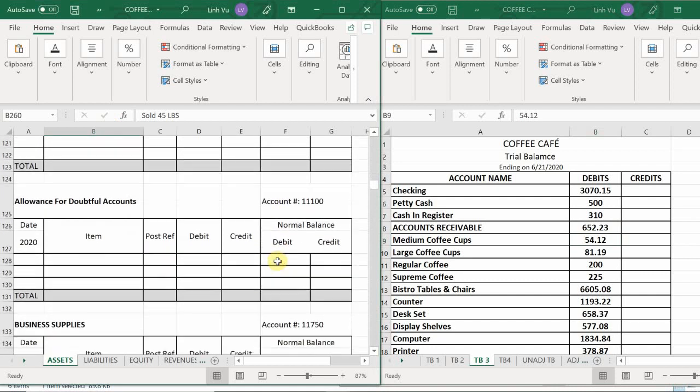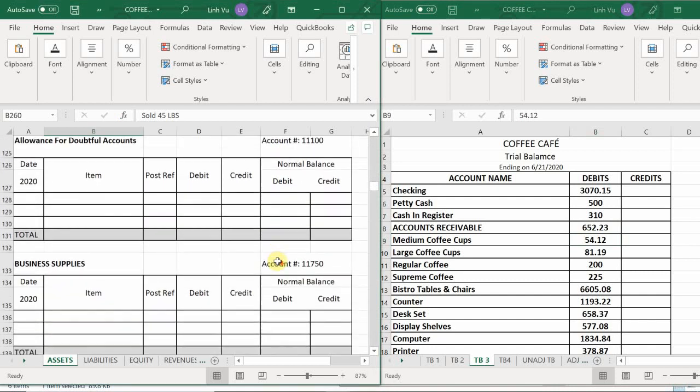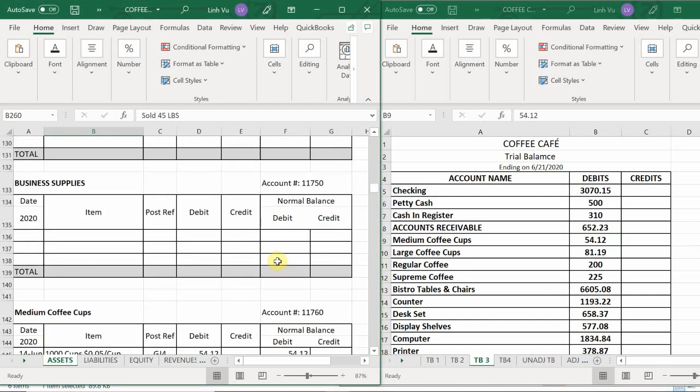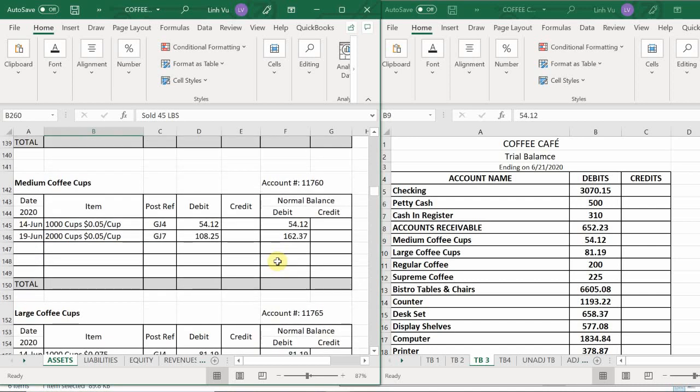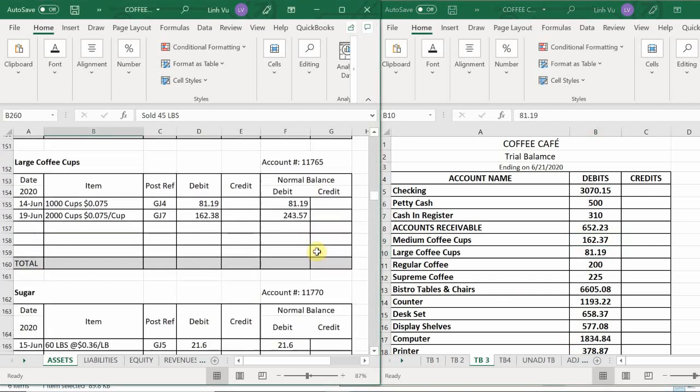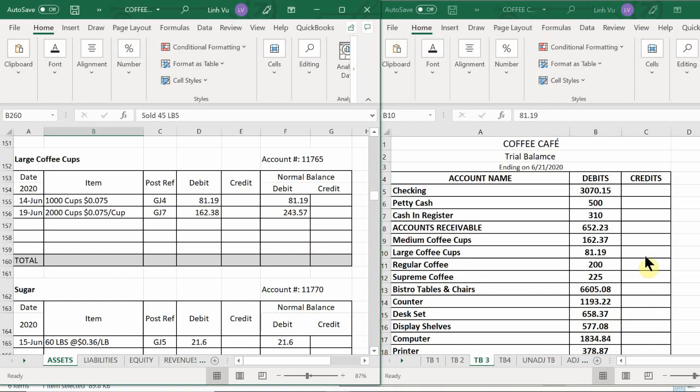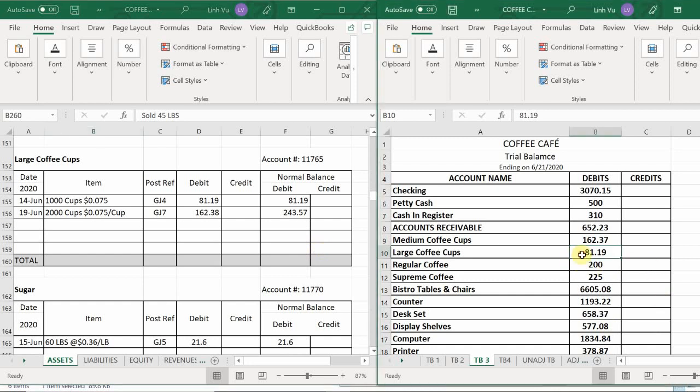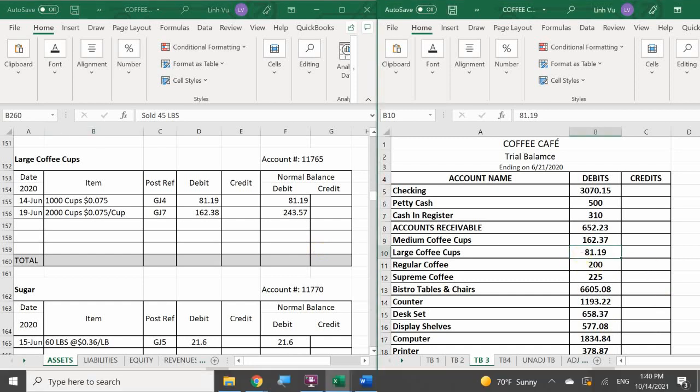Next, I have allowance for doubtful accounts. Nothing there. I have business supplies, and my first business supplies is my medium coffee cups. In this case, did it change? Yes, 162.37. Okay. What about my large cups? They changed to 243.57. Okay.